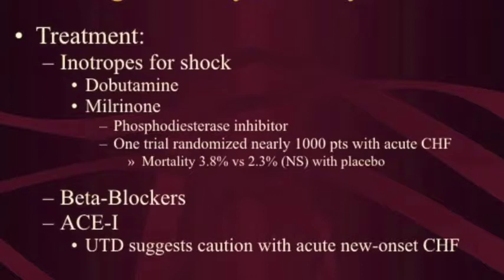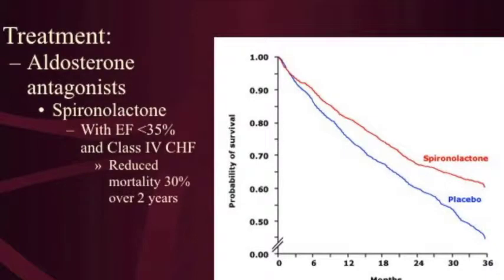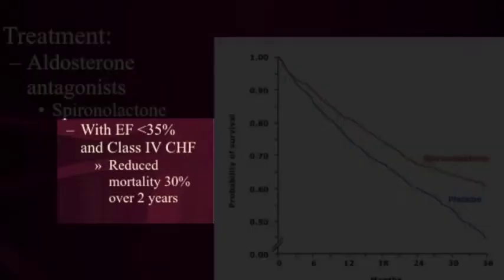Let's get beta blockers in this for a second and talk about my favorite drug, spironolactone. I'm not even kidding. This is my favorite drug. I love spironolactone. It's an aldosterone antagonist. If you have chronic systolic heart failure, ejection fraction less than 35%, and class 4 heart failure, spironolactone reduces mortality 30% versus placebo over a 2-year period, which is fantastic. I think spironolactone is significantly underutilized. I wish it had a lobby.